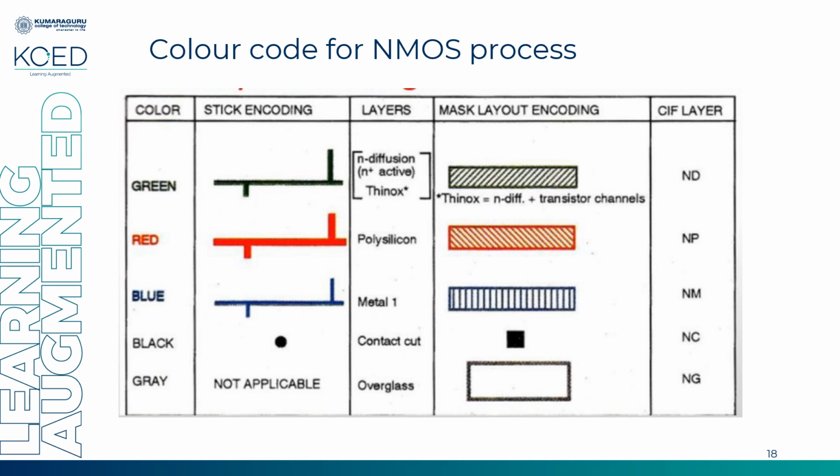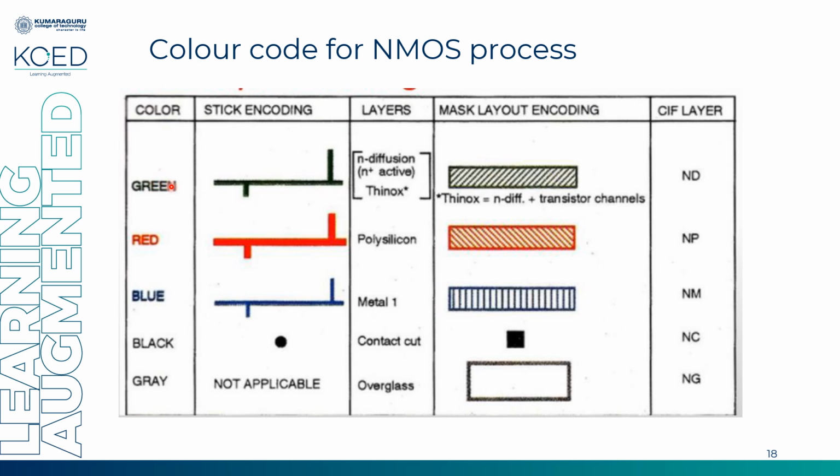And CIF layer, CIF stands for Caltech Intermediate Form. It is almost like a code language. The letters which have been mentioned on the screen: if ND is mentioned, it has to do with the shape shown in the table and the layer specified. So ND means a rectangular block with n-diffusion area in the color. To read a circuit, an IC specification with the help of code, this is just like a file format to read those 2D shapes. Now you can see the color and the encodings.